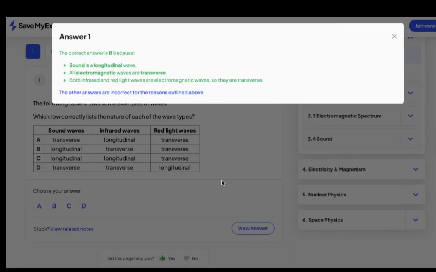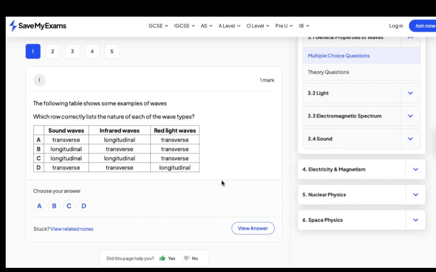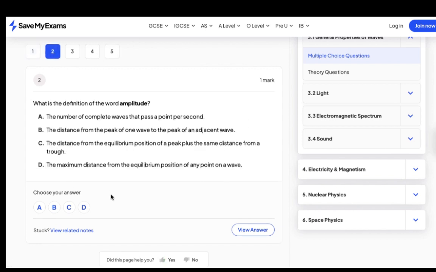So we'll move on to the next question. Quickly, move on to the next question. Is that okay? So let's see what this question has for us. Can you read the question?